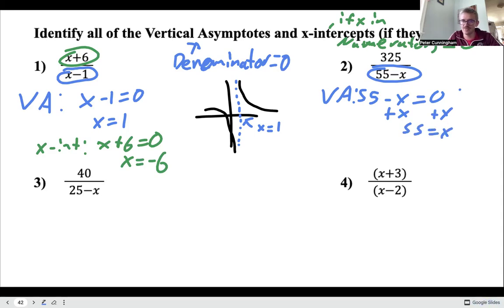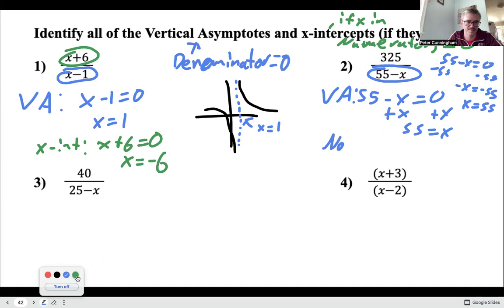If you decided to do it in two steps, because a lot of people are just used to taking that 55 away from both sides, you would still get the same answer. Negative x equals negative 55. That means positive x equals positive 55. So that's the vertical asymptote there, and for the x-intercept, there's no x on top, so there is no x-intercept to worry about.